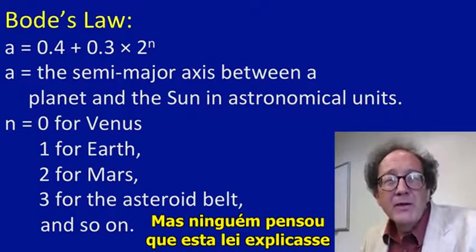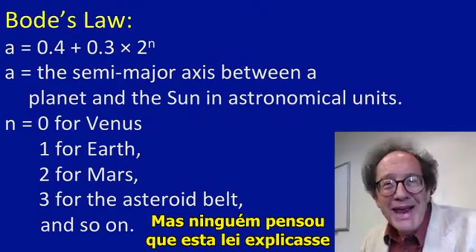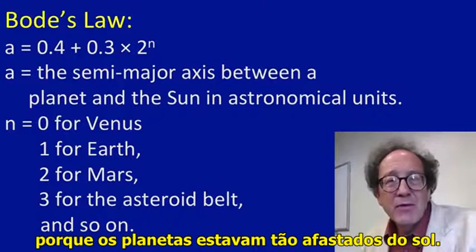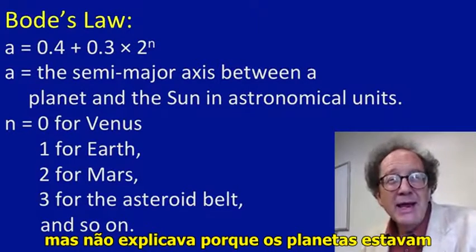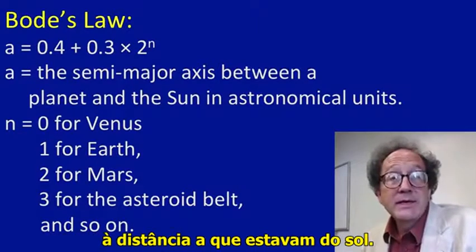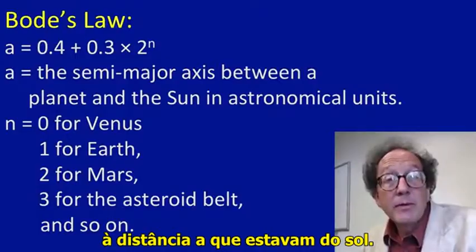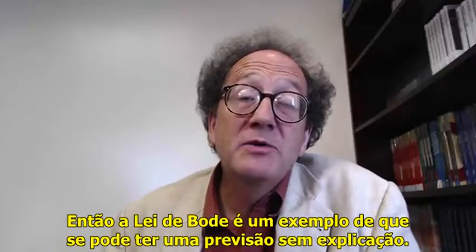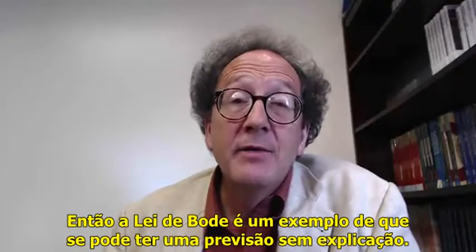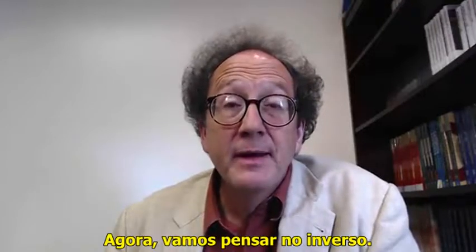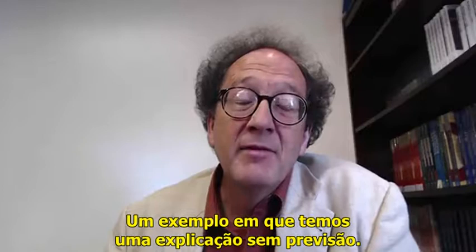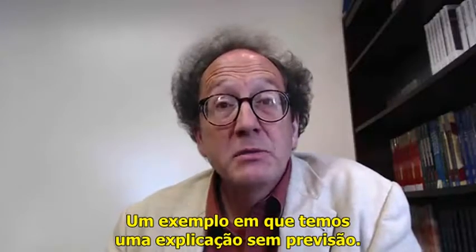But nobody thought that this law explained why the planets were that far from the sun. They happened to fall in that pattern. It could be used to predict, but it didn't explain why they were the distance that they actually were from the sun. So Bode's law gives you a nice example where you can have a generalization and a prediction without explanation. Now here's an example where you can have explanation without prediction.